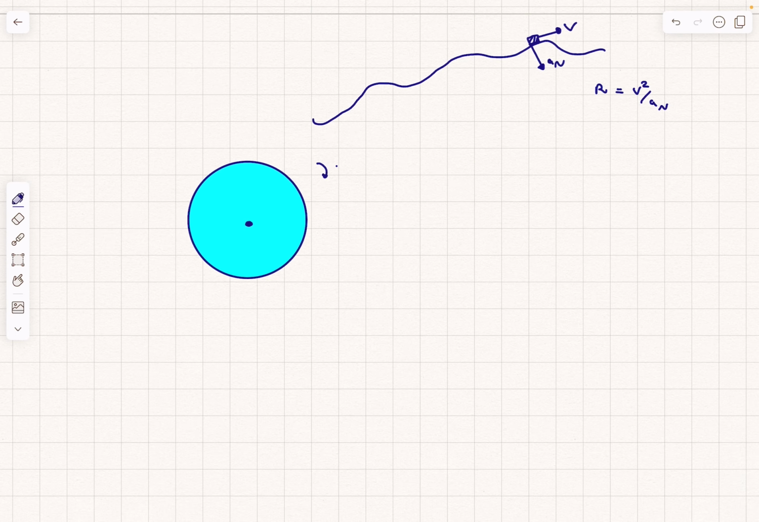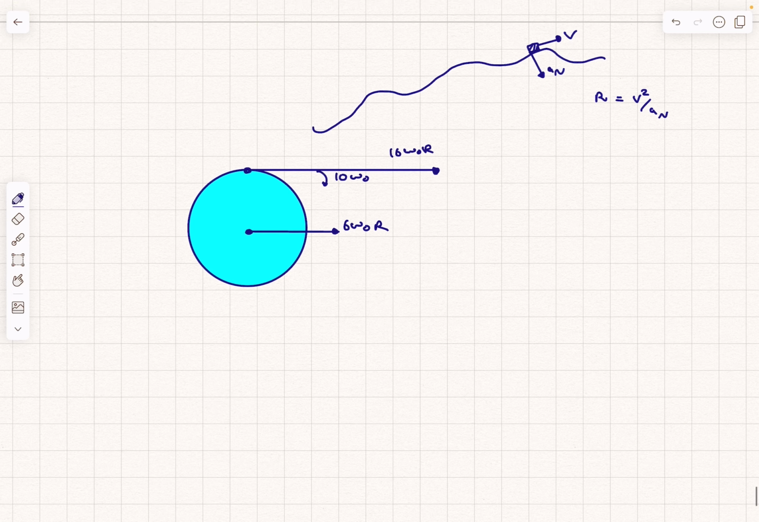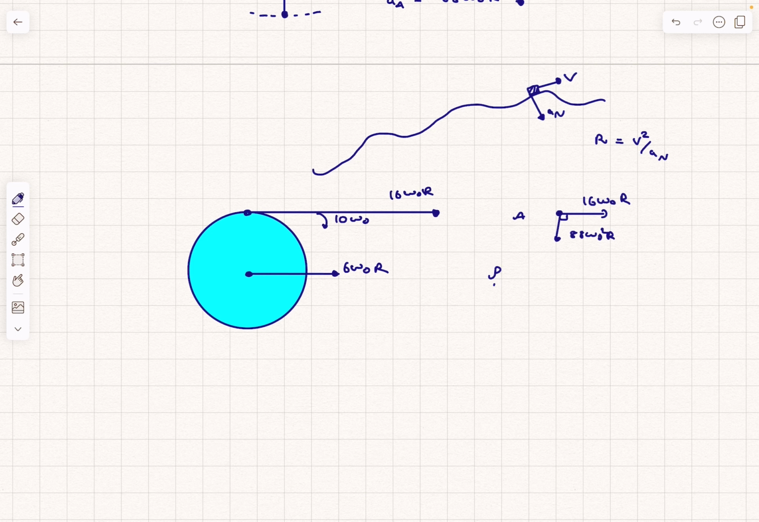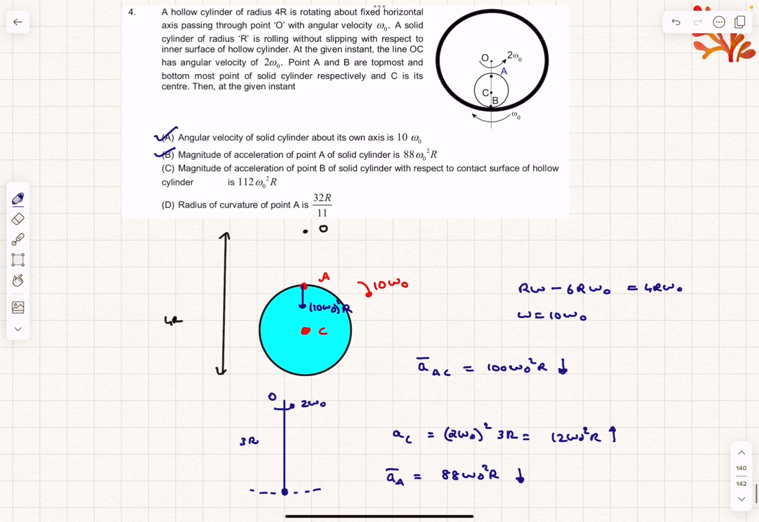So again, the cylinder is rotating with 10 omega naught. The center is translating with a speed of 6 omega naught r. So the topmost point is going to be 6 omega naught r plus 10 omega naught r. So it will have a velocity of 16 omega naught r with respect to the ground frame. The acceleration we actually just determined, right? It was 88 omega naught square r, and it's normal only. So we can write the radius of curvature of point A as its speed squared divided by the normal acceleration. So this comes out to be 256 by 88. If you cancel out, it comes out to be 32 by 11 r. So even option D is correct.